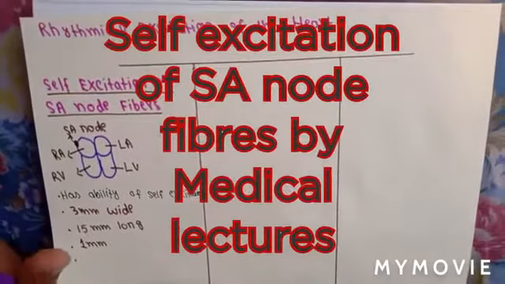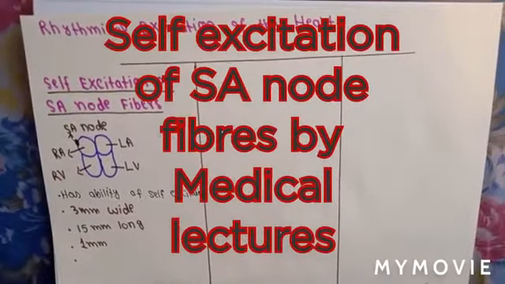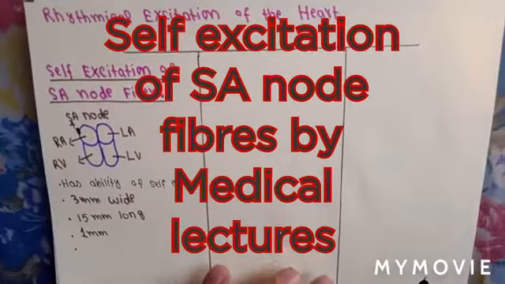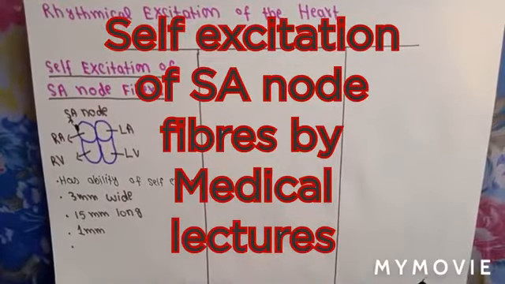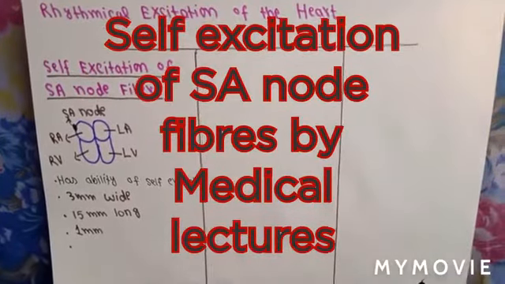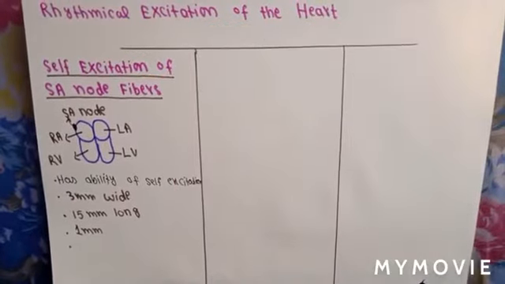Bismillahirrahmanirrahim. So dear student, today we are going to talk about another chapter, Rhythmical Excitation of the Earth. In this chapter, we will discuss different things regarding the Earth, especially impulses produced in the SA node and transmission of these impulses through different parts of the Earth.